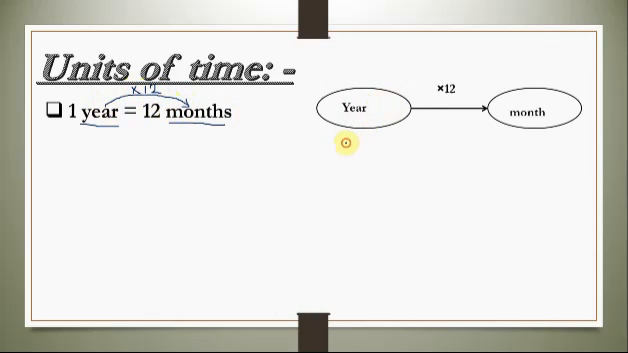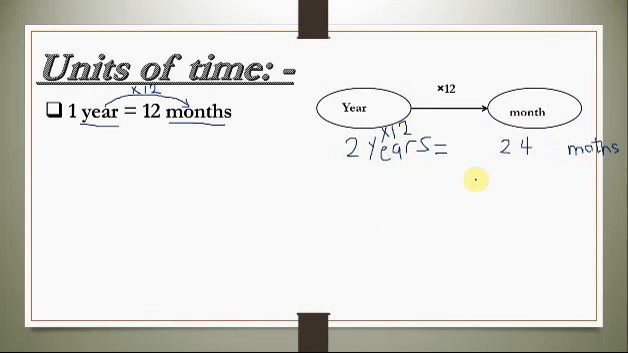Okay, what about 2 years? 2 years equals how many months? 1 year equals 12 months. We know that the relation between years and months is multiplying by 12. So to change from year to month, I will multiply 2 by 12. So here it is 2 times 12, and we start multiplying: 2 times 2 equals 4, and 2 times 1 equals 2.